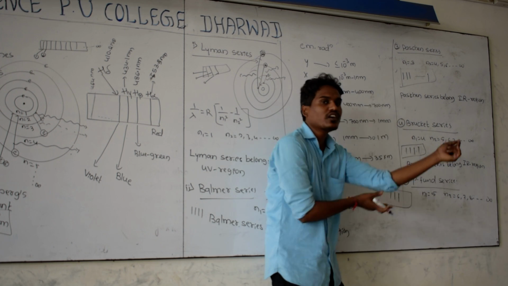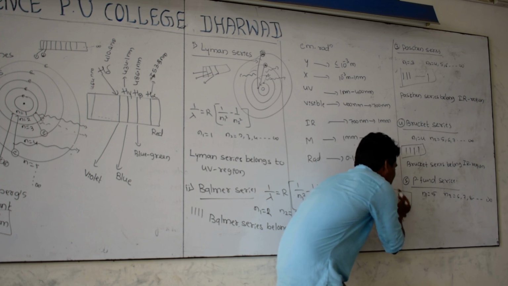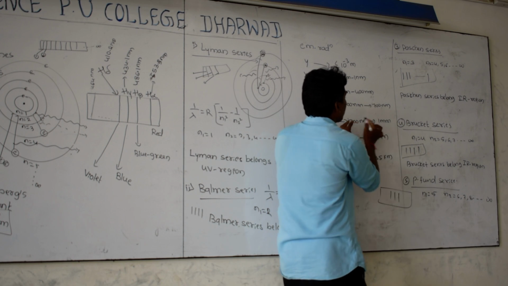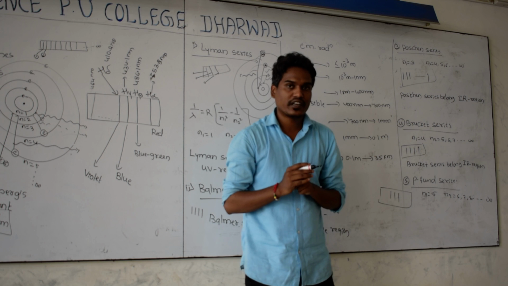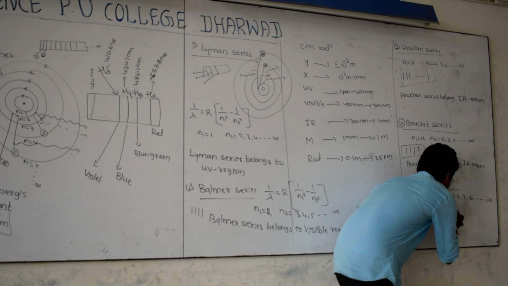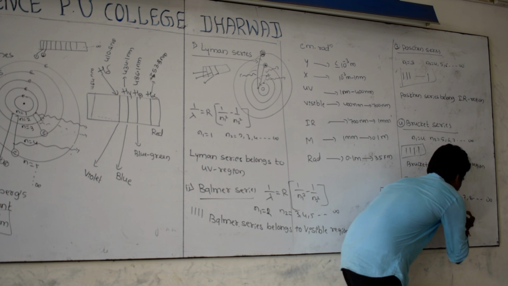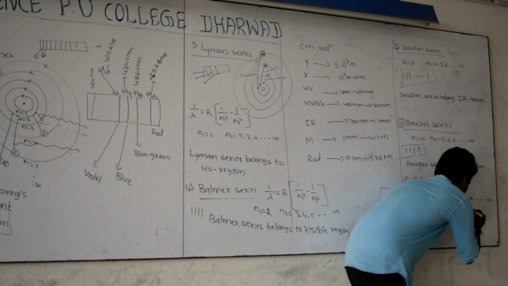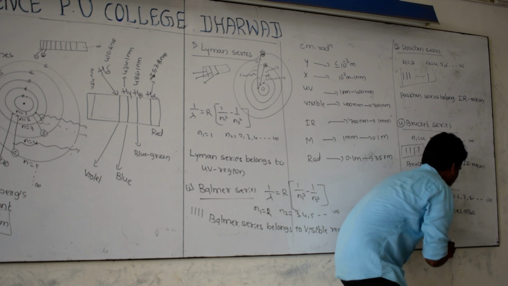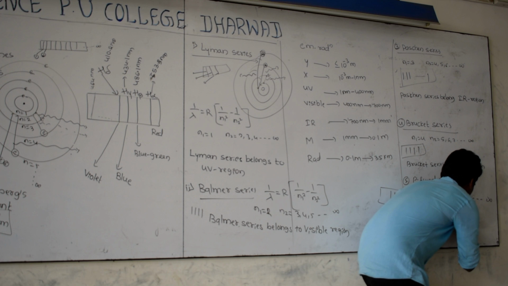And he found out the wavelength of all these spectral lines, and the answer lies in between 700 nanometer to 1 millimeter. It means that the Pfund series also belongs to the infrared region.